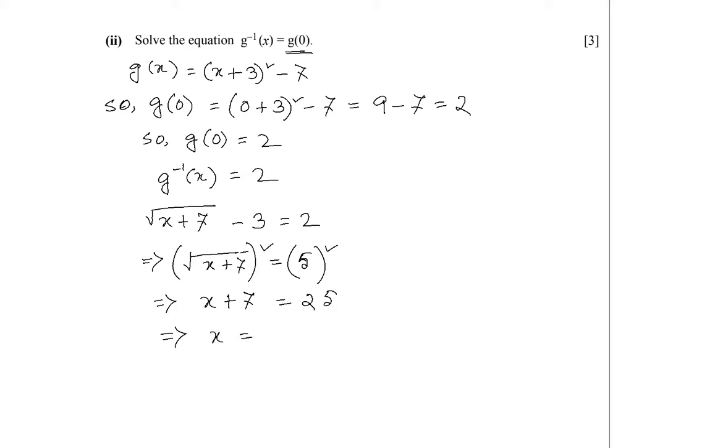So x = 25 − 7. We subtracted 7 from both sides. So x = 18. So we got the value of x where g⁻¹(x) is equal to 2. So this question is done. Now let's move on to the next question.